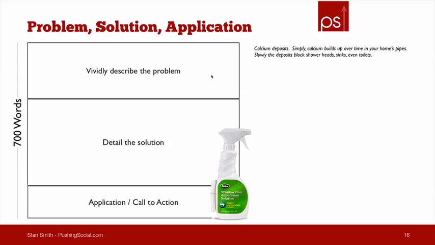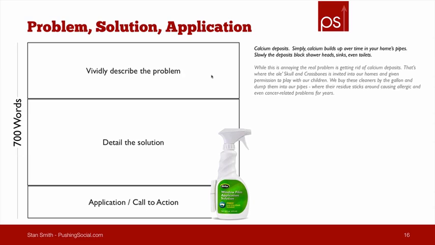Number one, calcium deposits. Simply, calcium builds up over time in your home's pipes. Slowly the deposits block shower heads, sinks, even toilets. Okay, so that's me describing this problem. While this is annoying, the real problem is getting rid of calcium deposits. That's where the old skull and crossbones is invited into our homes and given permission to play with our children. We buy these cleaners by the gallon and dump them into our pipes, where their residue sticks around, causing allergic and even cancer-related problems for years. So I've just vividly described this problem.